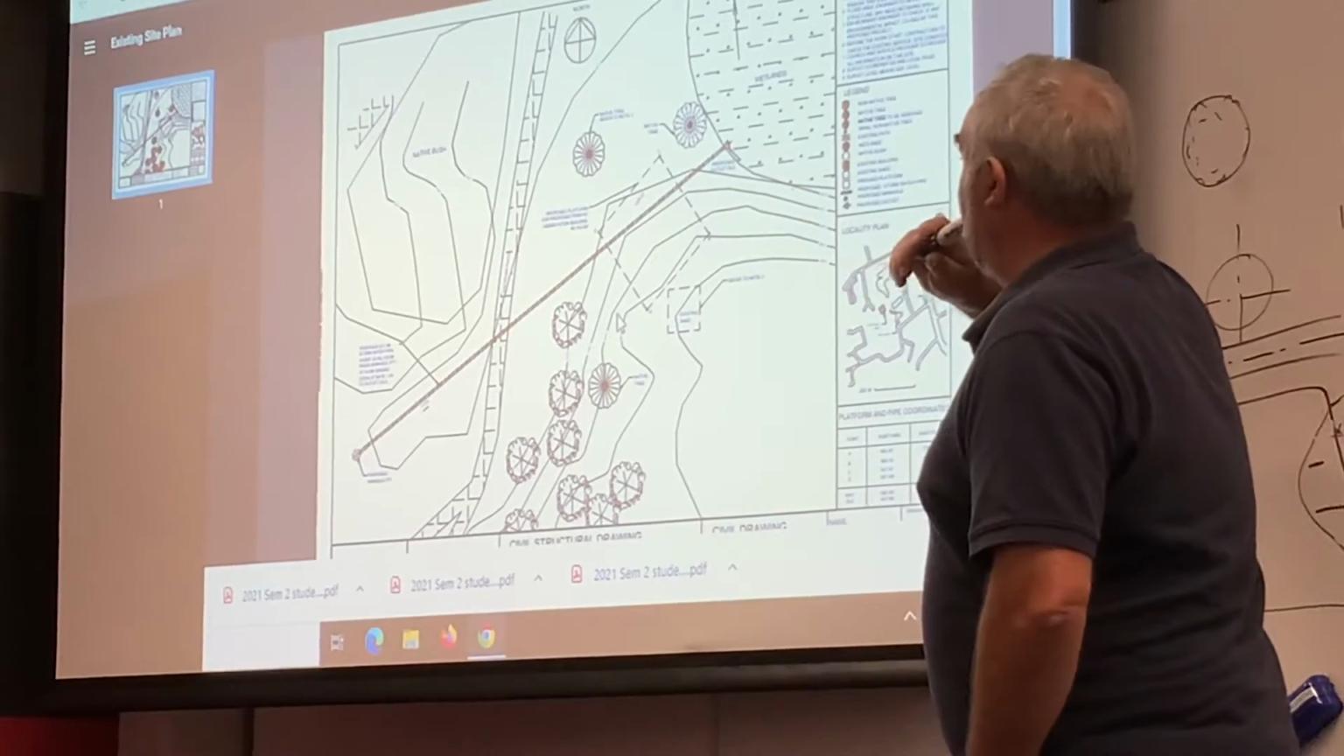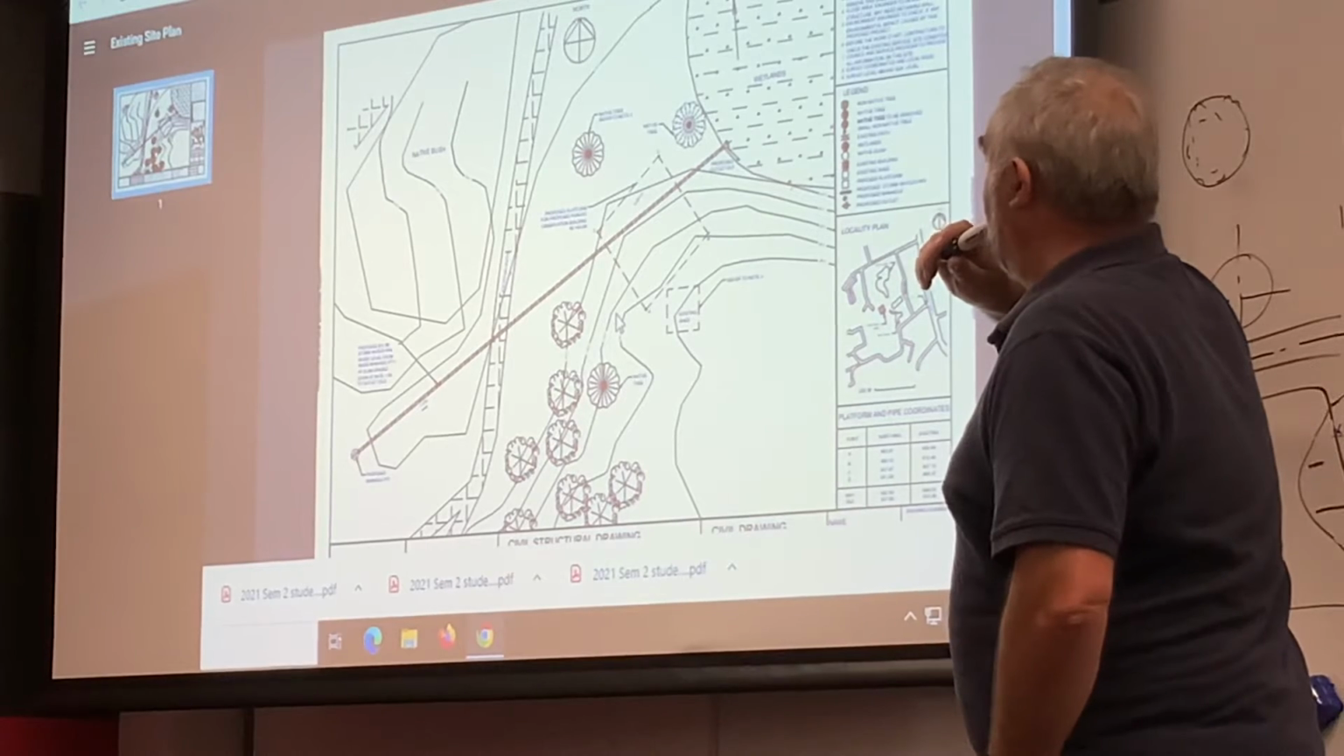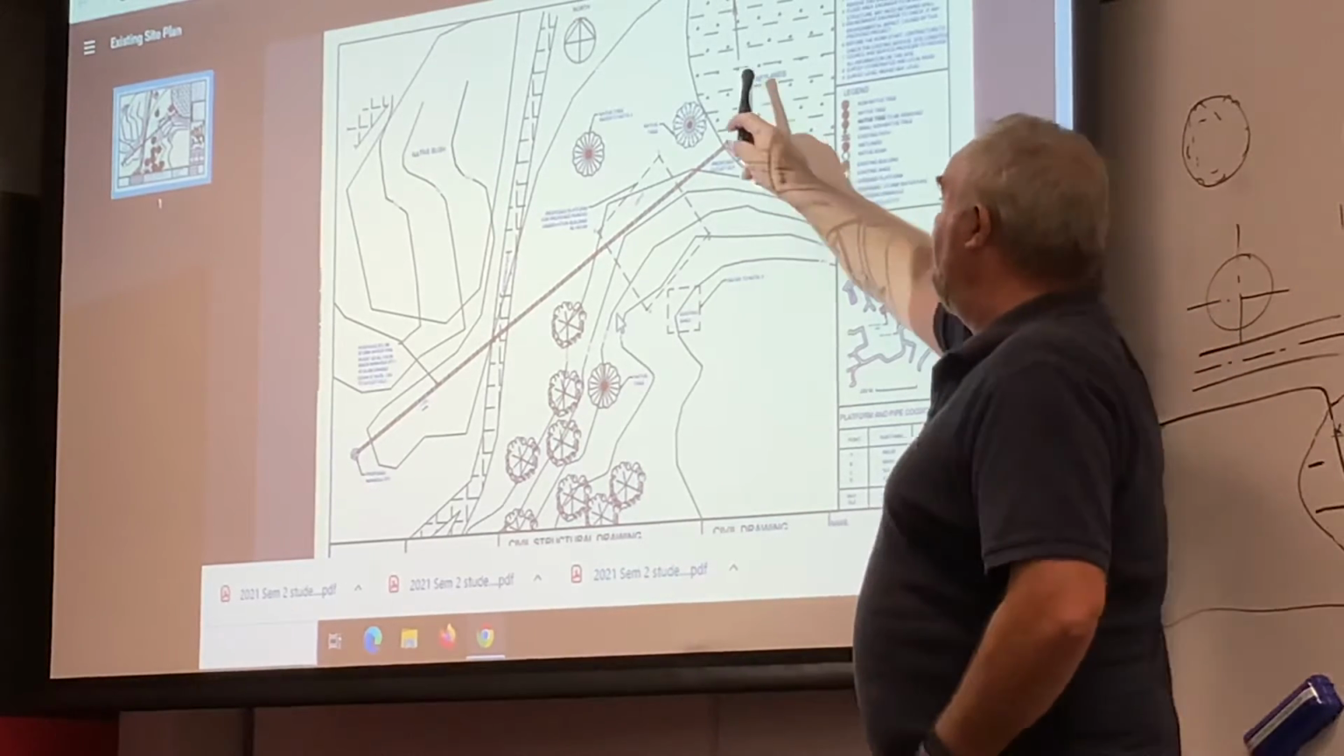One thing that's interesting, they kind of missed the ball a wee bit here, but they have shown a flow arrow.